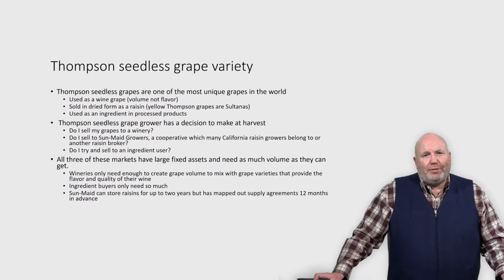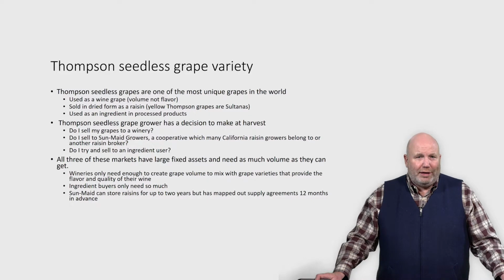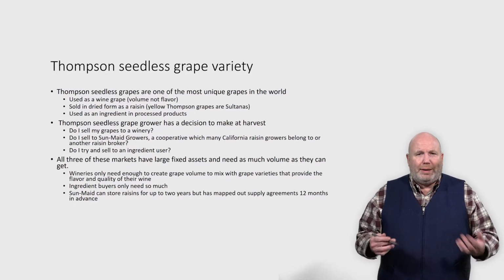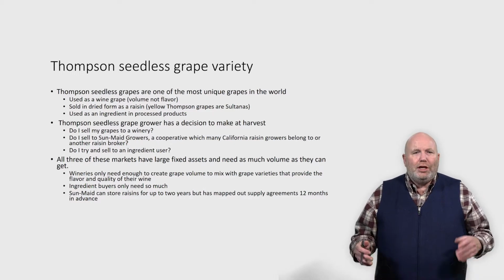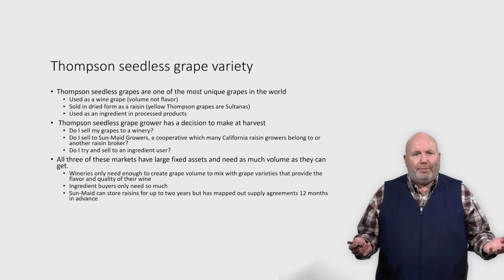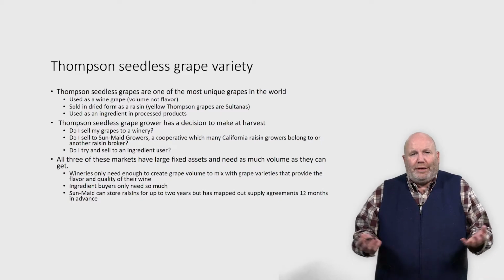Let's turn our attention from peaches to grapes. So let's think about price uncertainty with the Thompson seedless grape variety. This is one of the most unique grape varieties in the world. It's very well known in the world of grapes. You can use this as a wine grape. For volume, you wouldn't use it for flavor, but for volume, this would be like the Holstein cow of wine grapes.